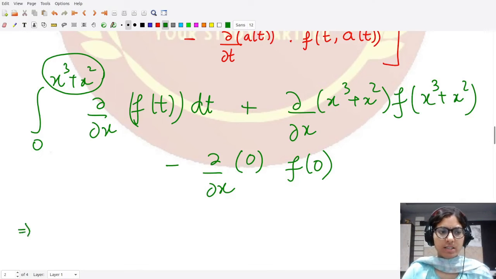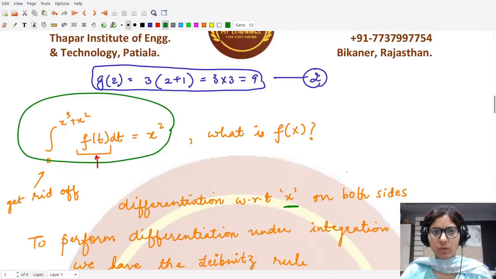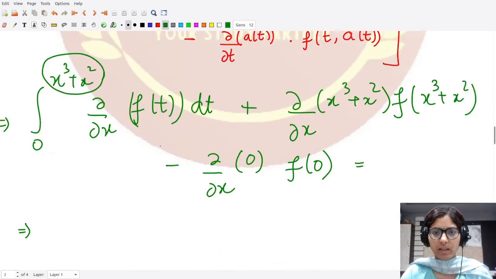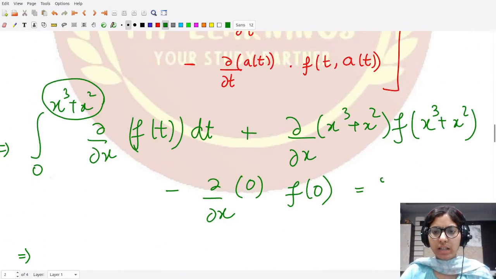So let's just solve this. This is for the left hand side. For the right hand side, what was it? It is x square. So if we differentiate x square with respect to x, that would be 2x.